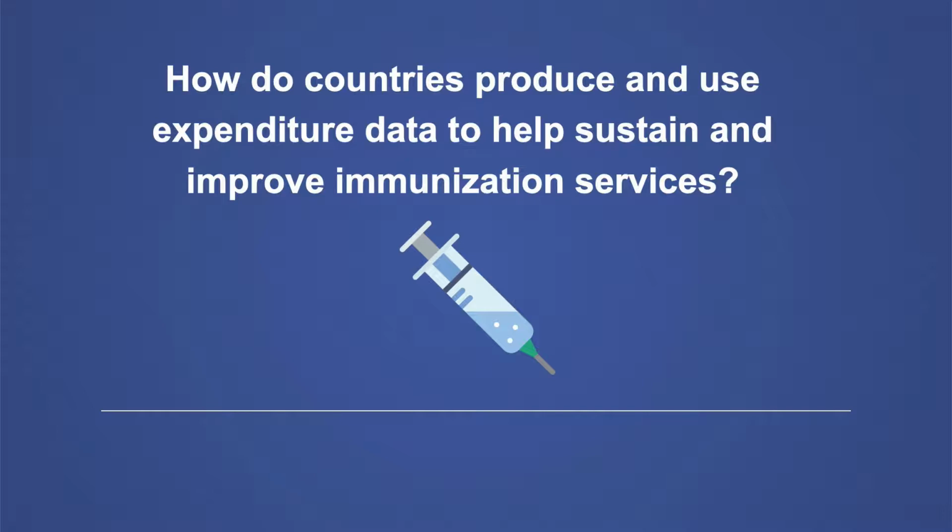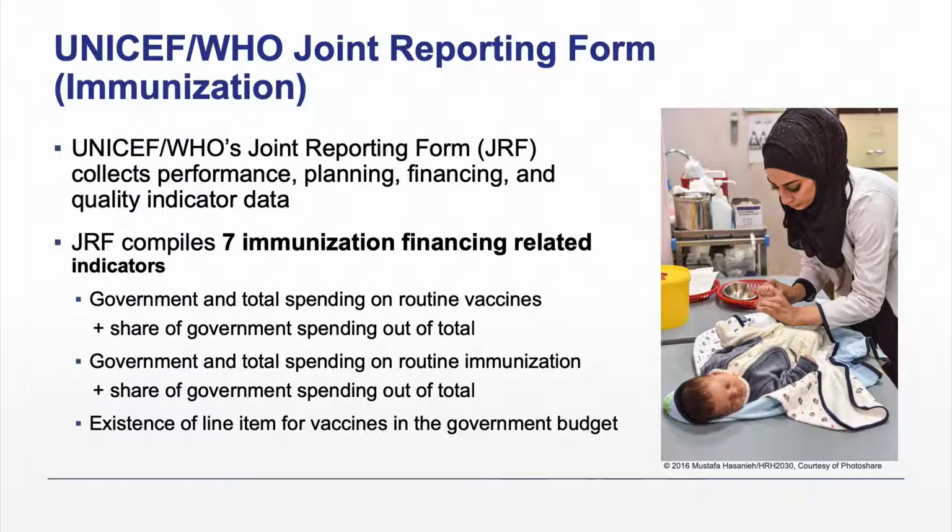Thank you, Grace. So the question we're going to try and answer in today's webinar is how can countries produce and use immunization expenditure data to inform policy and planning with the ultimate goal of sustaining and improving their immunization services? These are challenges that are faced by many countries, and in particular by LINKed countries who receive Gavi support and have to plan to transition away from that support. So the first thing we wanted to do was start by giving you a brief introduction to two global frameworks that are used to track immunization spending.